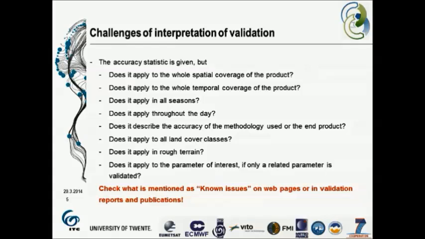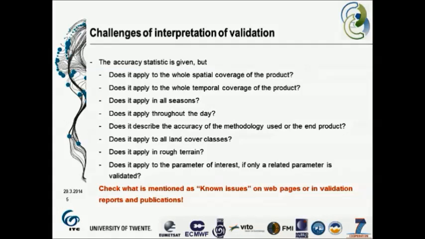And does it really apply to the parameter of interest or to only a related parameter? So if the validation has been carried out using blue sky data, with blue sky data in situ measurements, what does it tell about black sky albedo accuracy? Or does it tell anything? So I really recommend that you check what is mentioned as known issues on web pages or in validation reports and publications. And also, it is a good idea to plot the data before starting to use it.